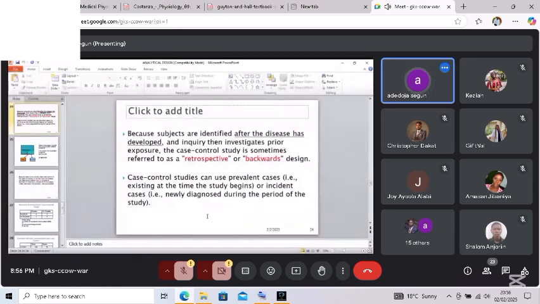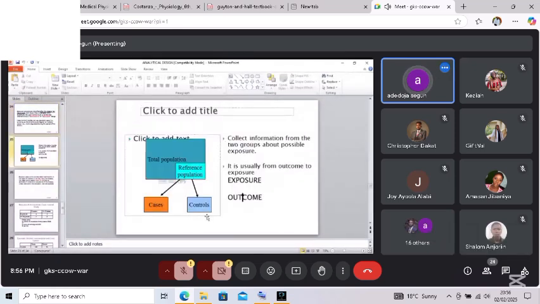So in short, this is historical in nature because we are trying to ask what happened in the past. The case control study is sometimes referred to as a retrospective or backward study design. Case control studies can use prevalent cases that exist at the time the study begins, or incident cases that are newly diagnosed during the period of the study, for cases and also for controls.